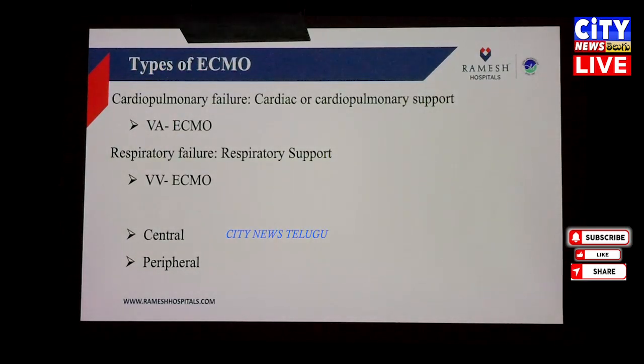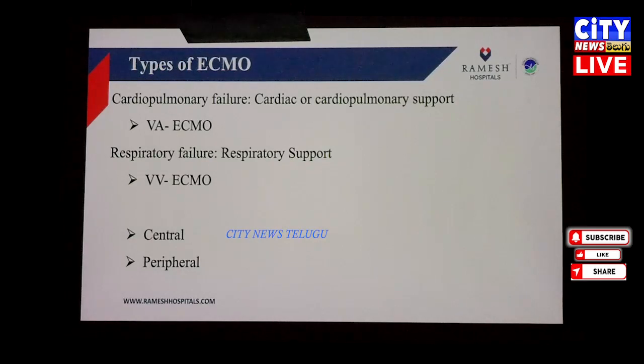Coming to types of ECMO. Types of ECMO have various classifications. The basic classification will be based on two things: what is the reason for which you are initiating it, and what is the approach that you are using for initiating ECMO. So based on the etiology, if there is cardiac failure, or a mixture of both heart and lung failure, then the type of ECMO that you use is VA ECMO, veno-arterial ECMO. However, if there is exclusive respiratory failure, when the lungs are not working but the heart is functioning normally, remember, the heart is functioning normally, that type of ECMO would be VV ECMO, veno-venous.